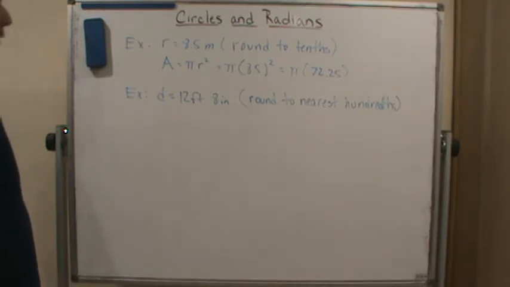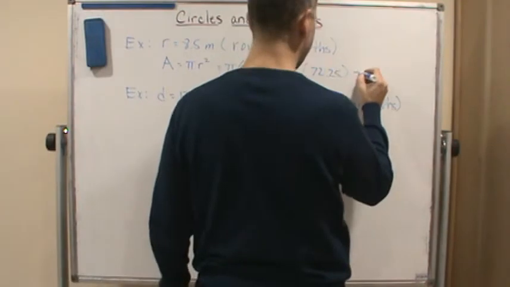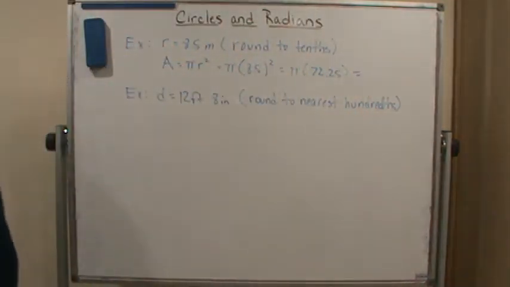Okay, so, and then of course we use pi, and we're rounding to the nearest tenth, so use pi in your calculator, and so we get 226.9800.